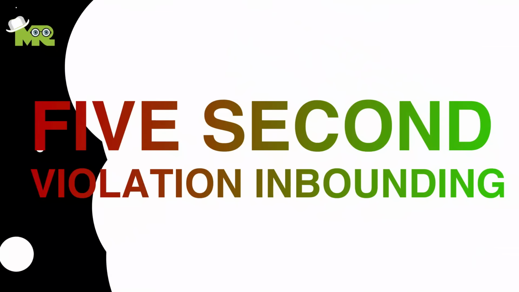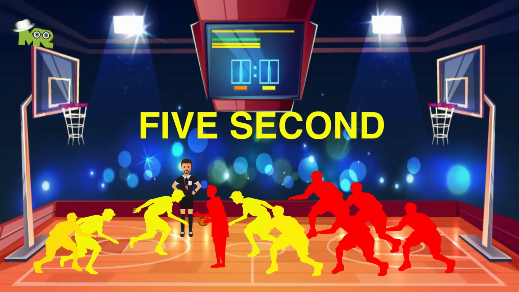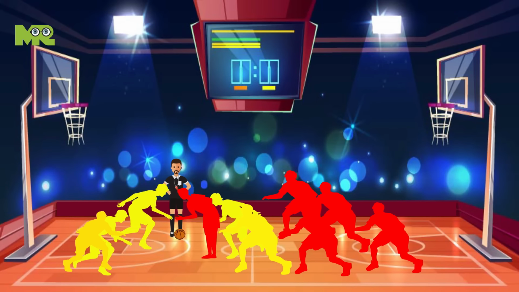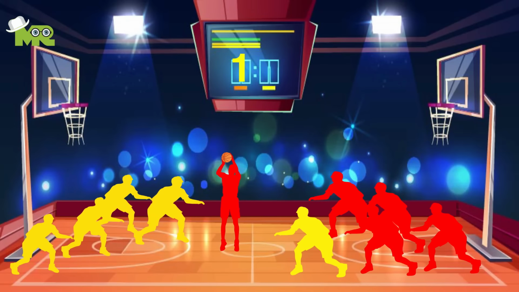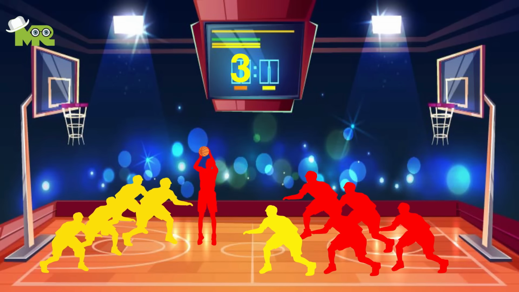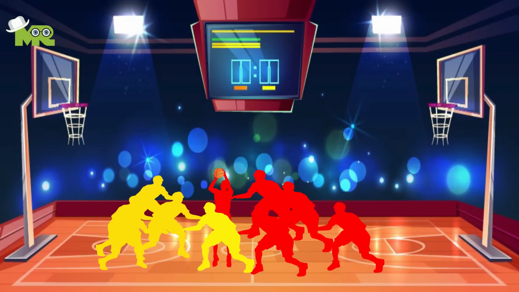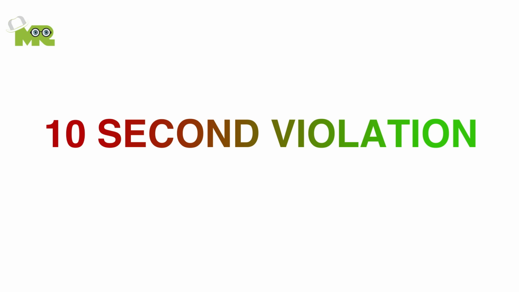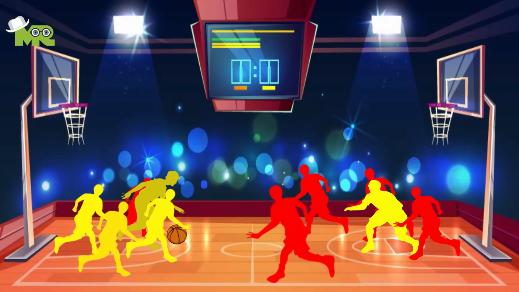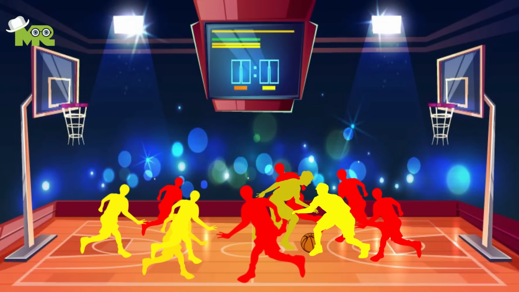5. 5-second violation inbounding. A player must inbound the basketball within 5 seconds after the referee hands it to them to avoid a turnover. 6. 5-second violation offense. An offensive player must pass, shoot, or dribble the basketball within 5 seconds if being guarded by a defensive player who's in arm's reach. 7. 10-second violation. Players must advance the basketball over the midcourt line within 10 seconds to avoid a turnover.